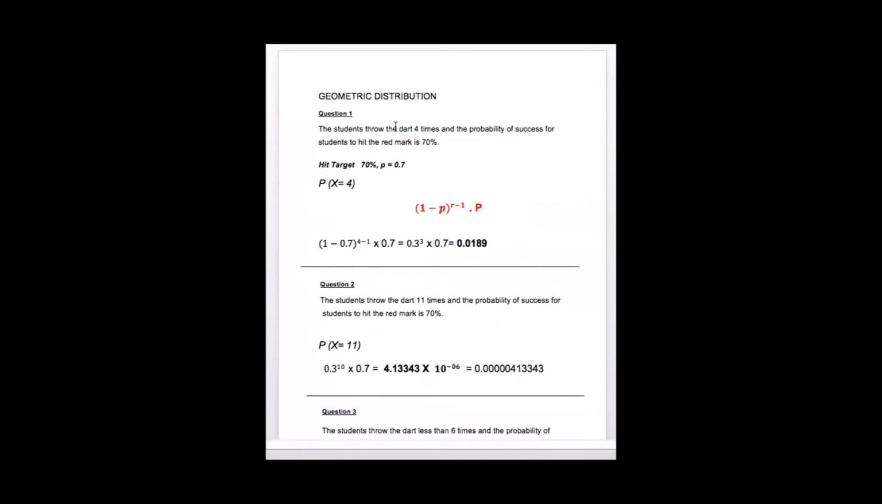This is a worked example for geometric distribution. The first example, question 1: the student throws the darts 4 times and the probability of success for the student to hit the red mark is 70%, which is P equal to 0.7. P is the probability of success.